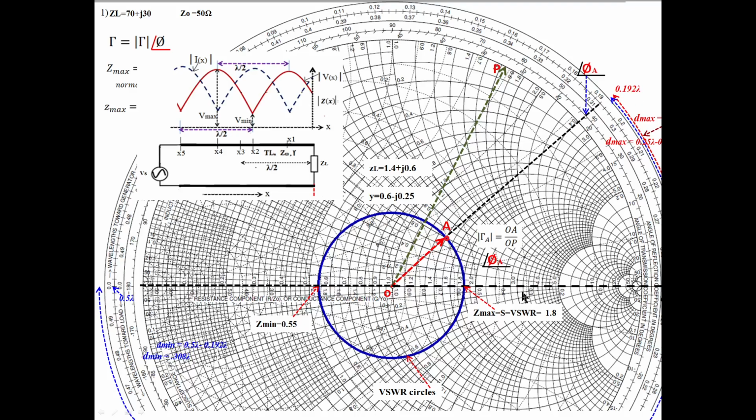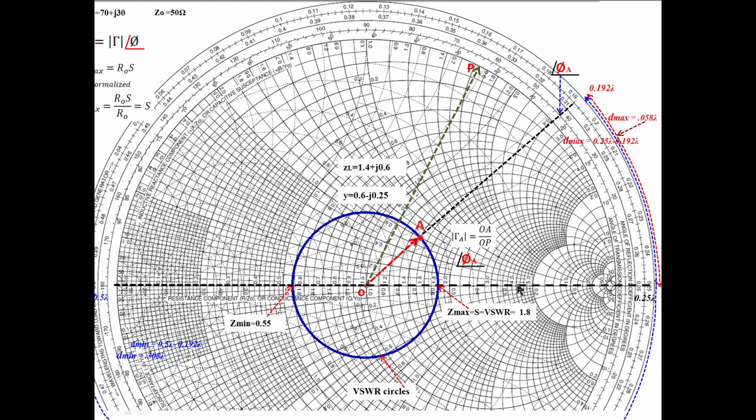Next, what we have to do: you stop here and read the wavelength scale, whatever it is here, 0.192. Next, we stopped here at the maximum impedance. Again, passing through this point, you draw a line. See, you have to draw this line. It cuts the wavelength scale here at 0.25 lambda. Take that value, 0.25 lambda, minus this value, whatever you took.